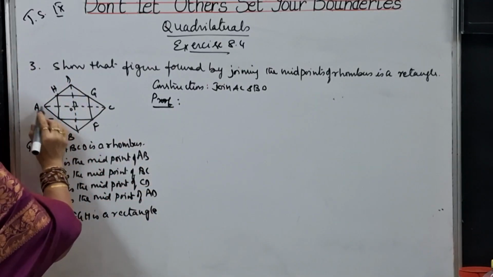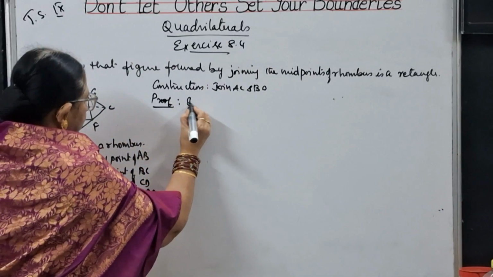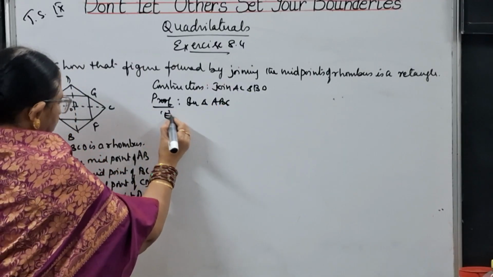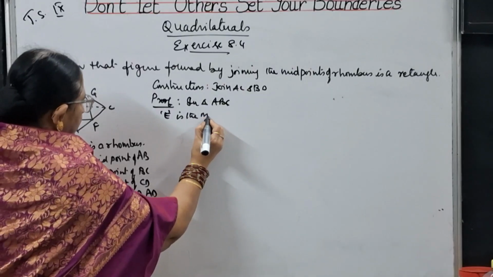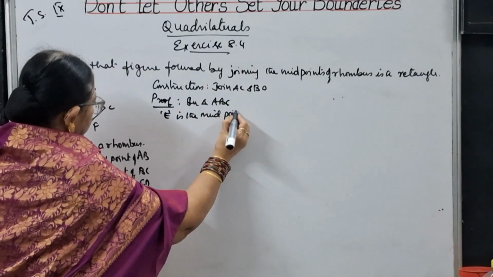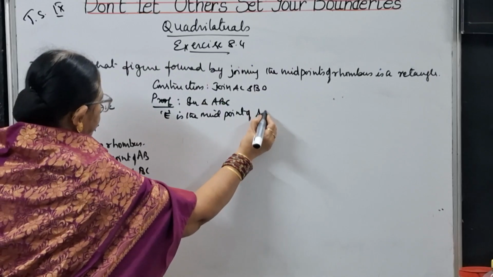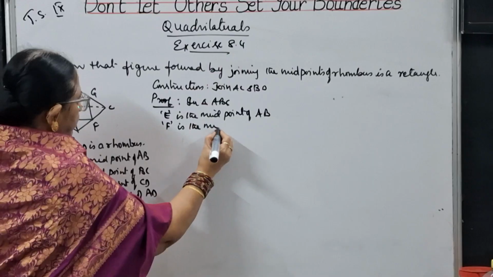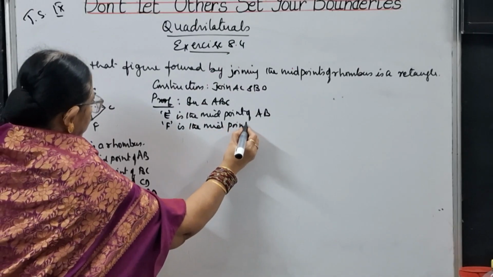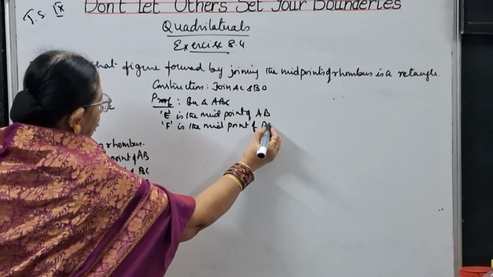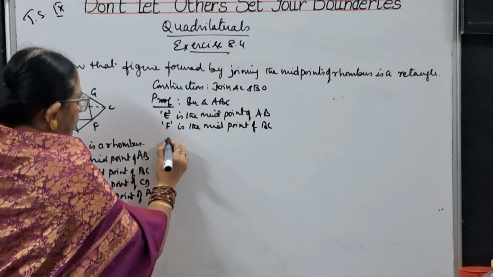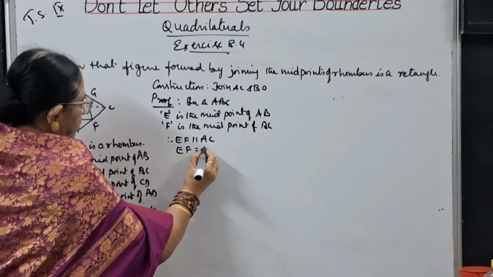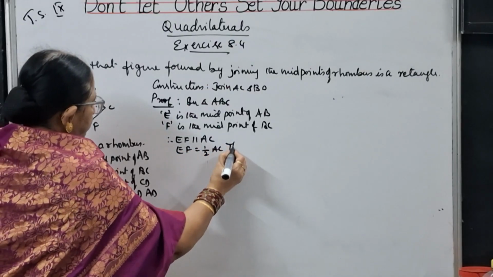Second problem. In triangle ABC, E is the midpoint of AB and F is the midpoint of BC. Therefore, EF is parallel to AC. EF is half of AC basing on the theorem.